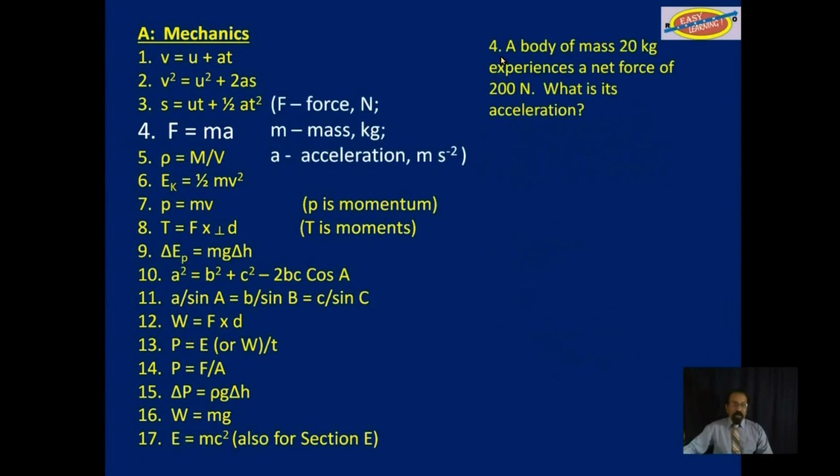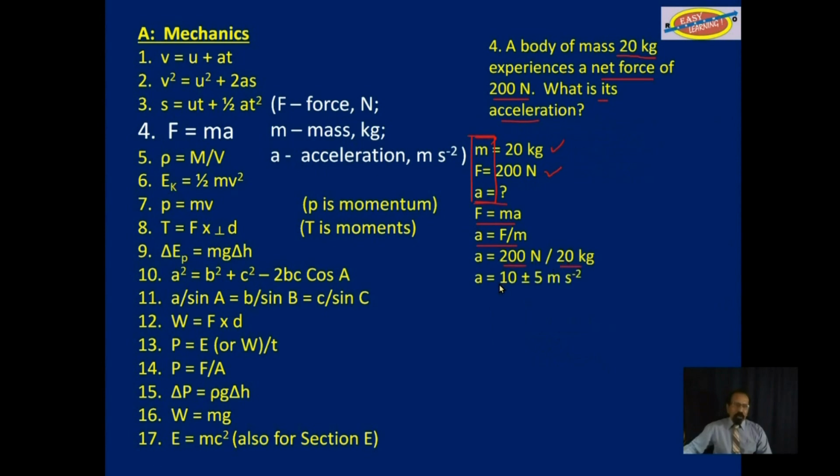We look at another example. A body has a mass of 20 kilograms and experiences a net force of 200 newtons. What is its acceleration? Well, now we know the mass and we know the net force. We are asked to find acceleration. We have a formula relating these three variables here, which is F is equal to ma. We need to change the subject of the formula. So a is equal to F over m, and then we substitute F and m, and we will get an acceleration of 10 meters per second squared.